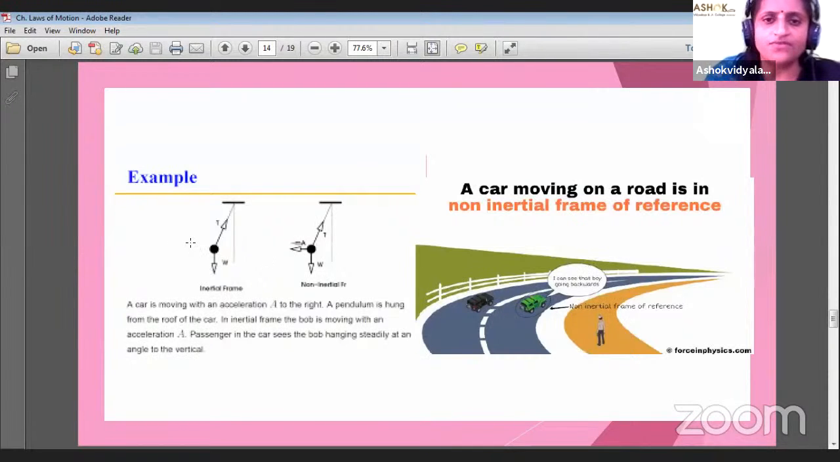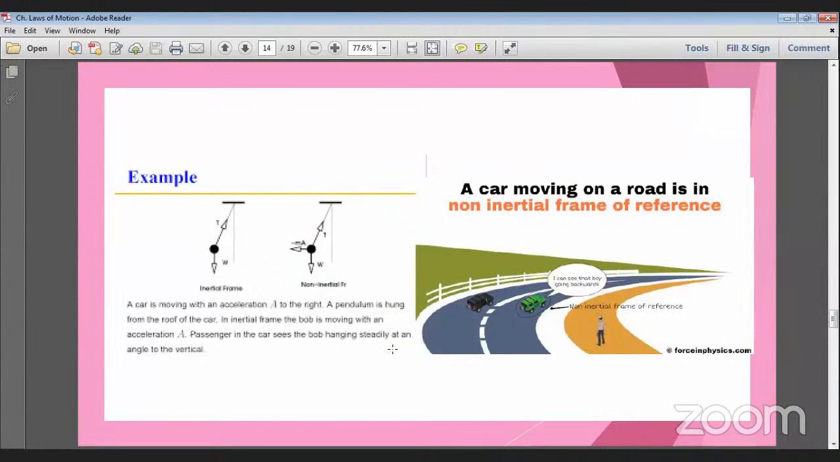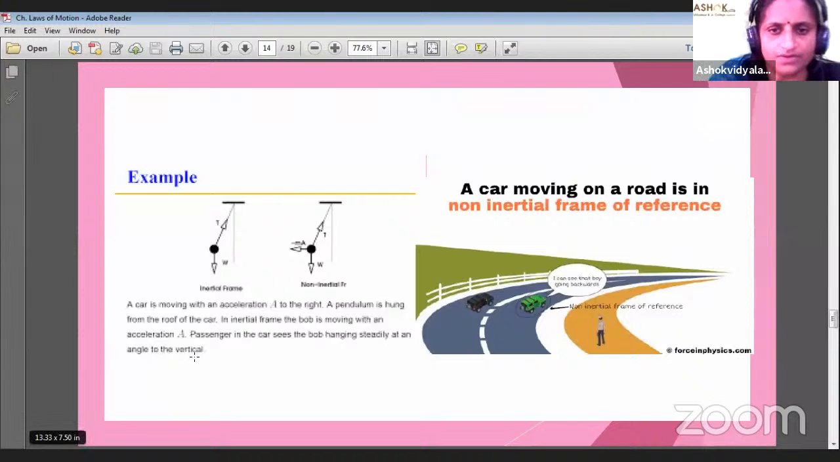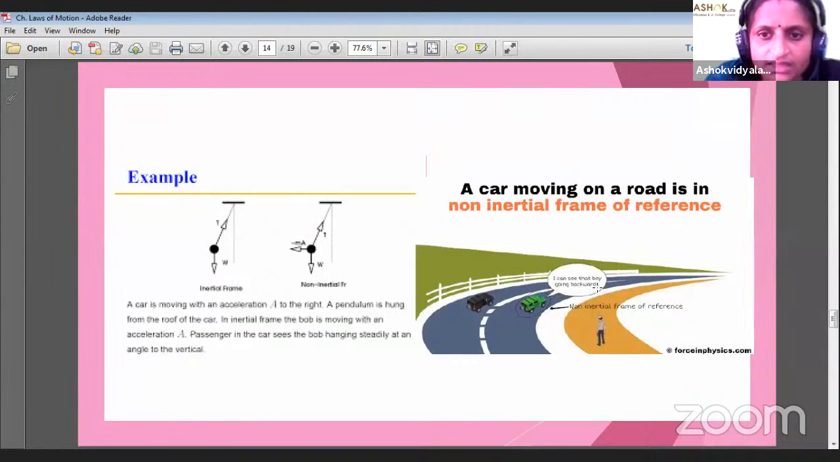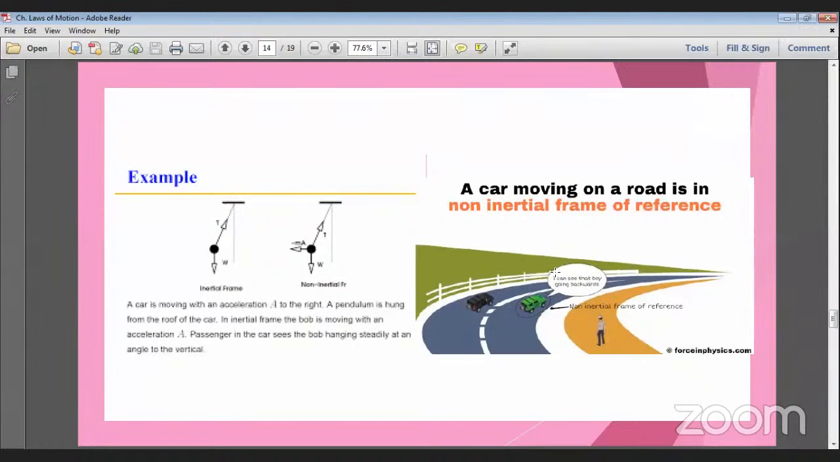See an example of inertial and non-inertial frames. Here a car is moving with an acceleration a to the right. A pendulum is hung from the roof of the car. The bob is moving with an acceleration, and the passenger of the car seat, both hanging at an angle to the vertical. Here the car moving on a road is in a non-inertial frame of reference. The observer is in a non-inertial frame of reference. And here I can see the boy going on that path. These are the examples of inertial and non-inertial frames of reference.